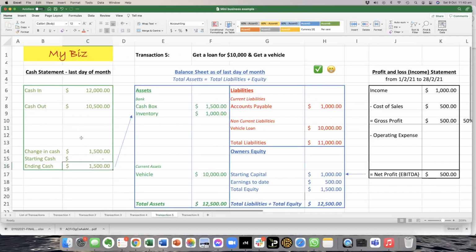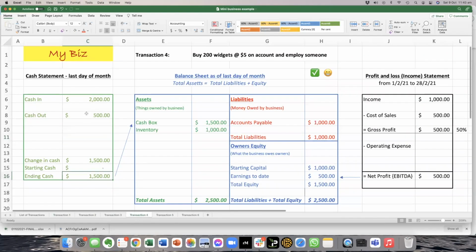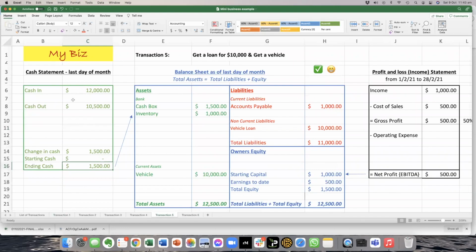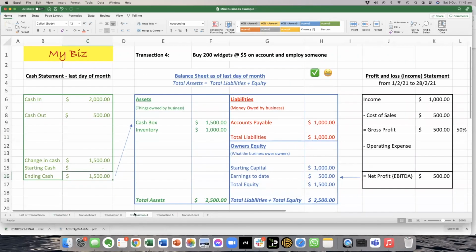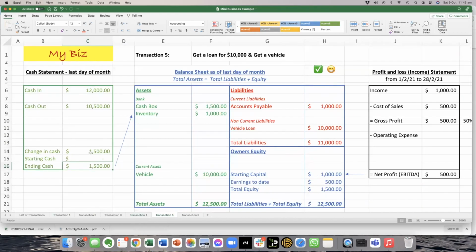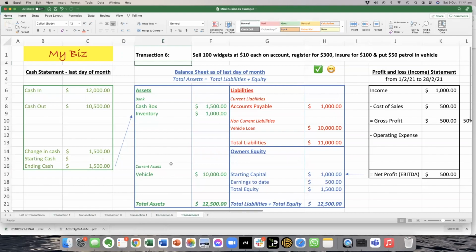Now transaction 5 was where we got our loan. So we had 10,000 come in. So our cash was at 2,000. We add 10,000 in for the money from the bank, and our cash out up to that point had been 500, but that $10,000 went back out again. So our total change in cash over the whole time frame is still $1,500, which is where we're up to. We're now up to transaction 6. So hopefully you've kept up with that and it makes sense. And let's start to go through it now.